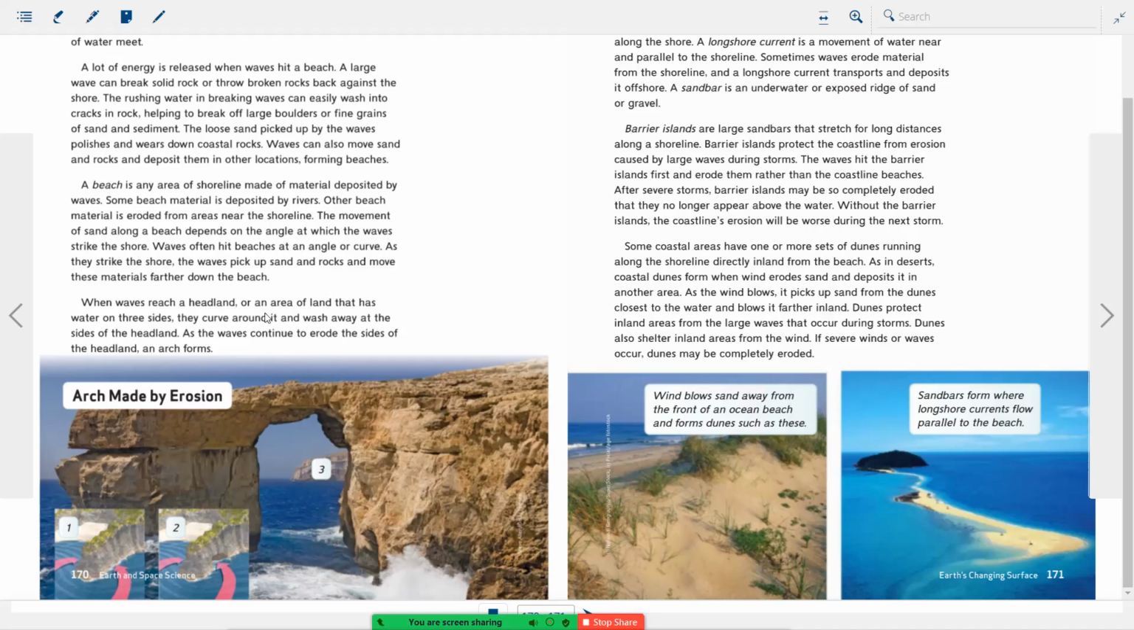When the waves reach a headland, or an area of land that has water on three sides, they curve around it and wash away the sides of the headland. As the waves continue to erode the sides of the headland, an arch forms.